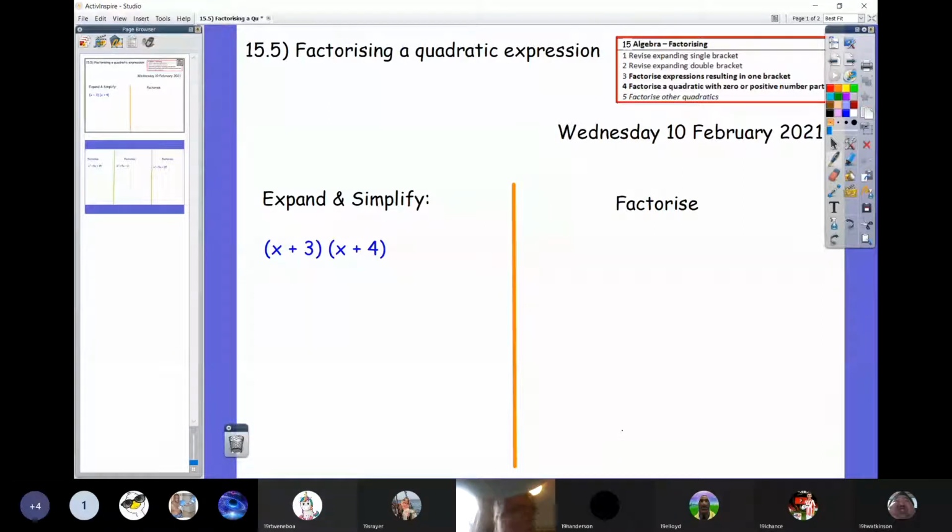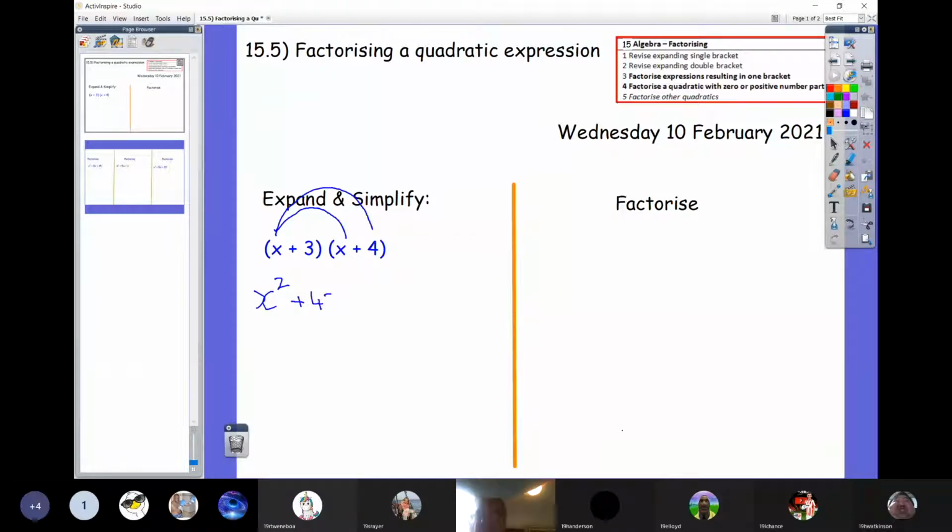So we'll just start off with what's on the left hand side, because I want to remind you of this process, because what we're about to do today is completely the opposite process. So when we were expanding and simplifying, we do the x times the x to get x squared, then x times the plus 4 to get plus 4x.